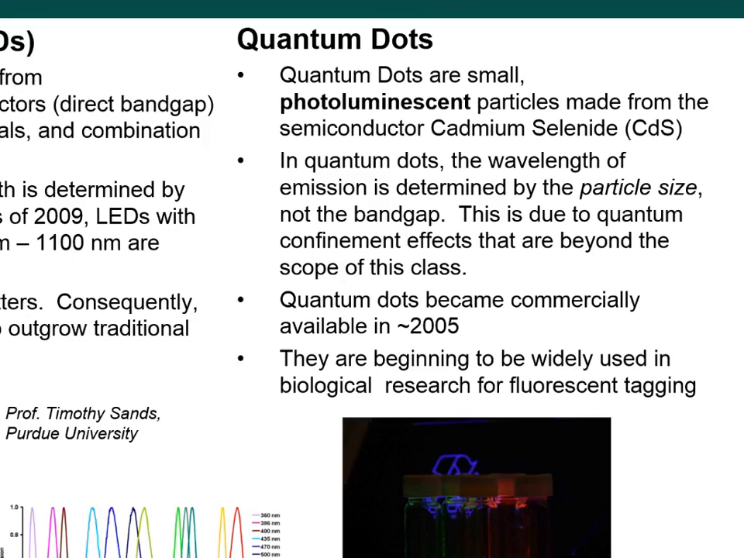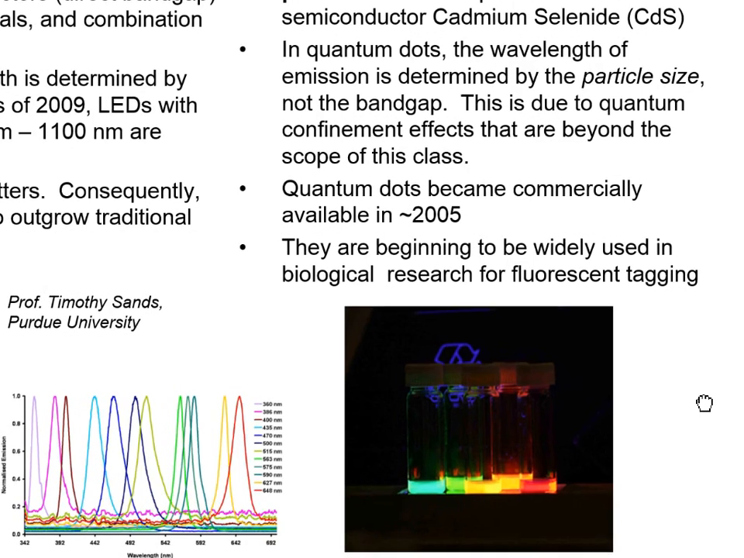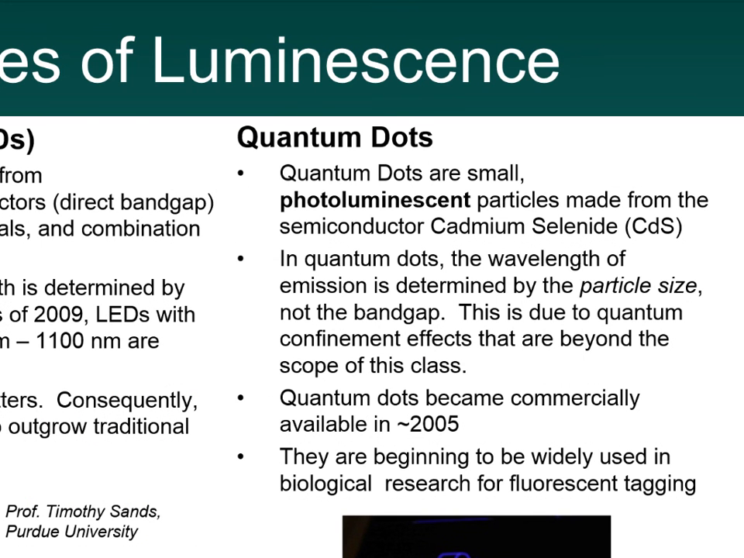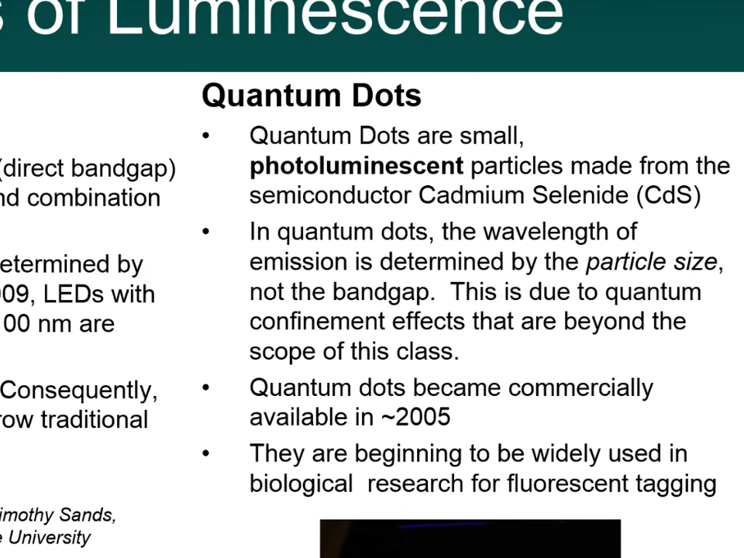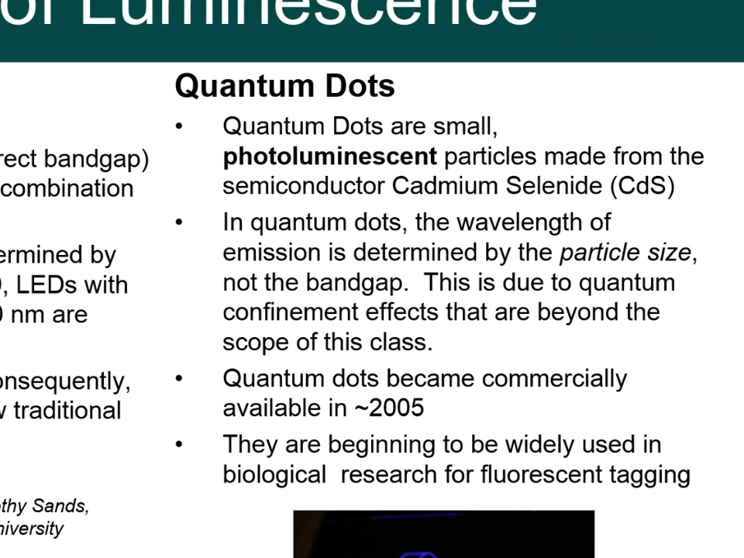Another example of luminescence is quantum dots. Quantum dots are photoluminescent materials. They're particles made from a semiconductor called cadmium selenide. Now, there's something very different about quantum dots that we're not going to study in this class, but it's interesting to know. In LEDs, the color of the light being given off is determined by the band gap of the material. In quantum dots, and this is why they were so interesting, the wavelength of the emission was determined by the size of the particle, not the material itself.